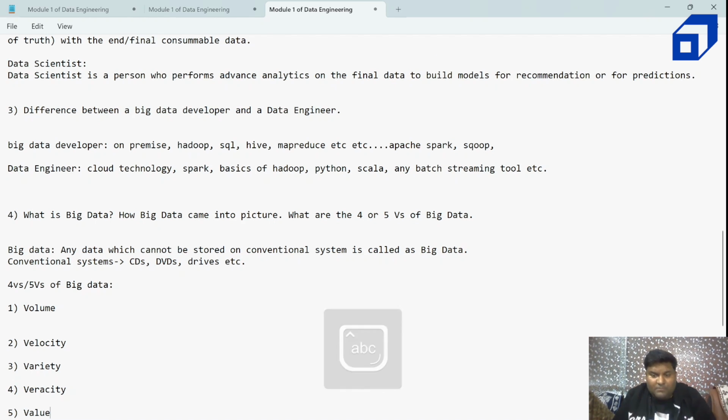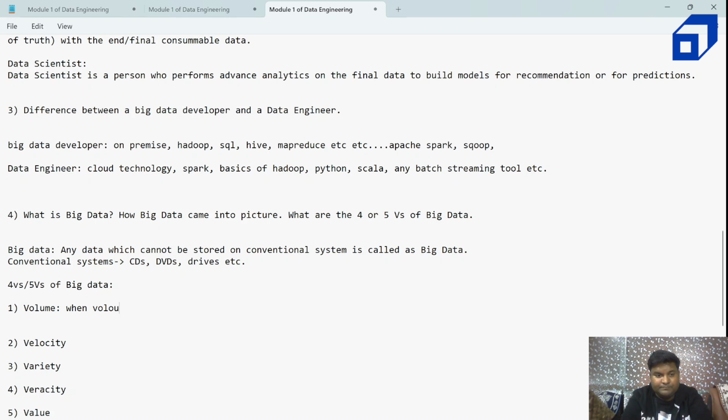So volume. If the size of data is so high that it cannot be stored in a single system, or cannot be stored in a conventional system in a conventional manner, then that kind of data can be classified as big data. Volume here means petabytes of data, or trillions of records. When the volume of data is so high that it cannot be stored in a single system, I need to term that kind of data as big data, right?